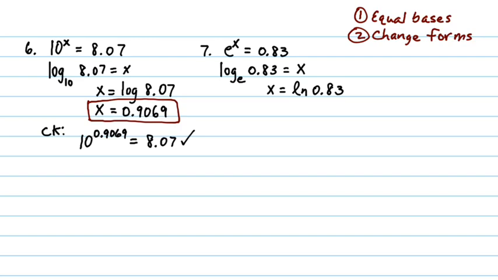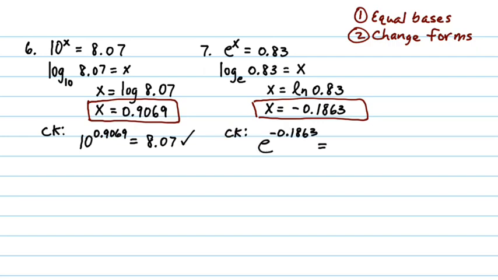So this becomes the natural log of 0.83, and you throw that in your calculator and you should get negative 0.1863. Again, very easy to check this. You can verify that for yourself. If you put that into your calculator, it does work. All right, let's look at number 8. So same kind of problem. You need to change this to logarithmic form. So go ahead and do that if you haven't already.